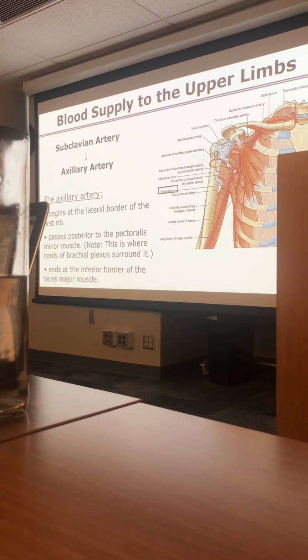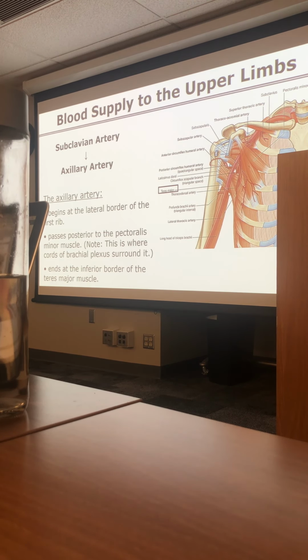So we can kind of see that here. We have, this is subclavian. Once it passes the lateral border of the first rib up here or under the clavicle, it becomes axillary. Okay. This is our pec minor. So you can see axillary traveling under or posterior to pec minor. And then once it passes the inferior border of teres major, it becomes the brachial artery. So it's just changing names as it's passing by different structures. Okay.